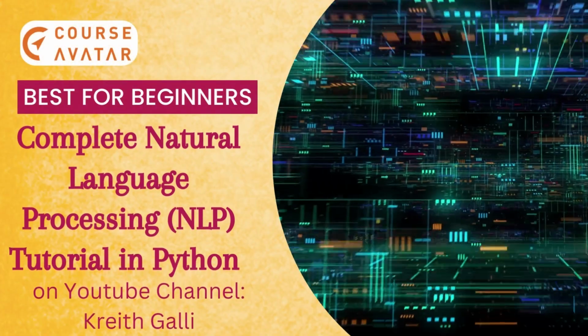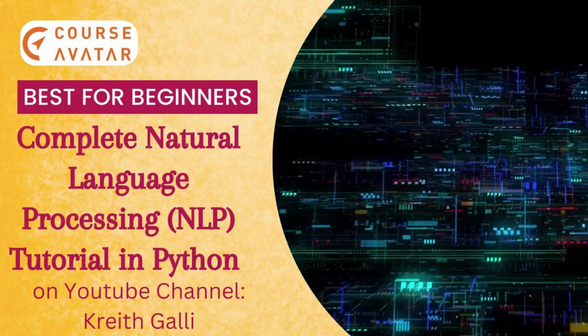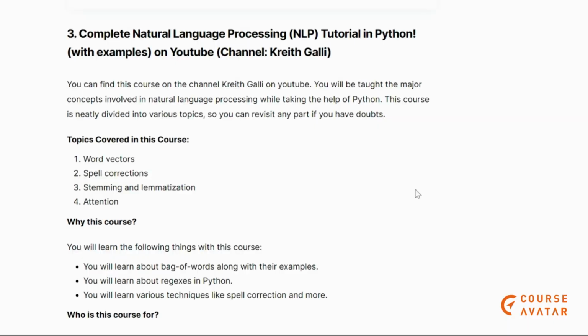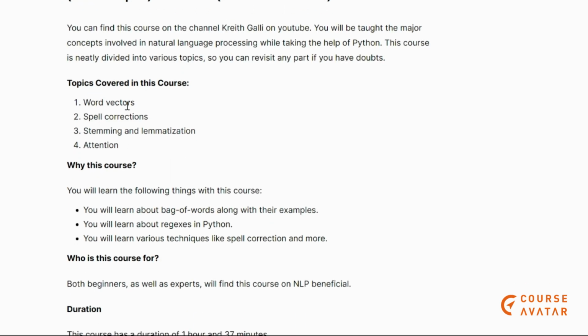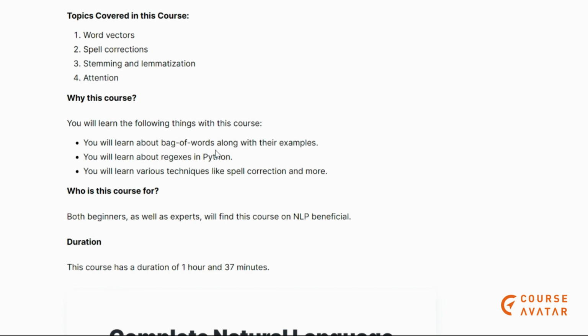Our third course is a complete NLP course, a tutorial course in Python, on the YouTube channel Gali. Here you will learn all about natural language processing while taking help of Python, the major concepts of NLP like word vectors, spell corrections, and attention. You will learn about bag of words along with examples, and you will learn about regex in Python, various techniques like spell correction, and more. This course is especially for beginners.